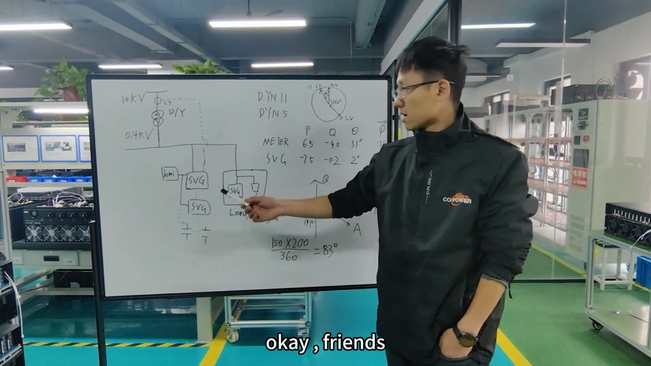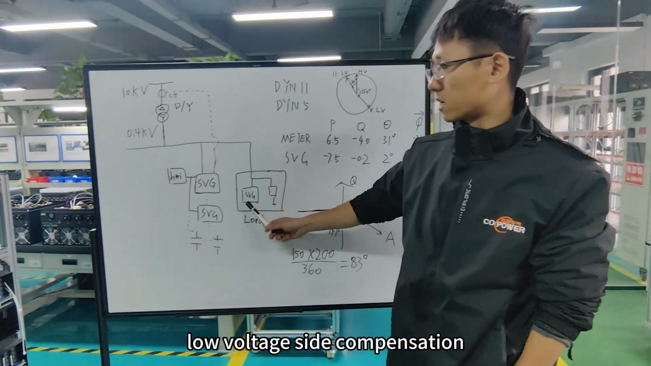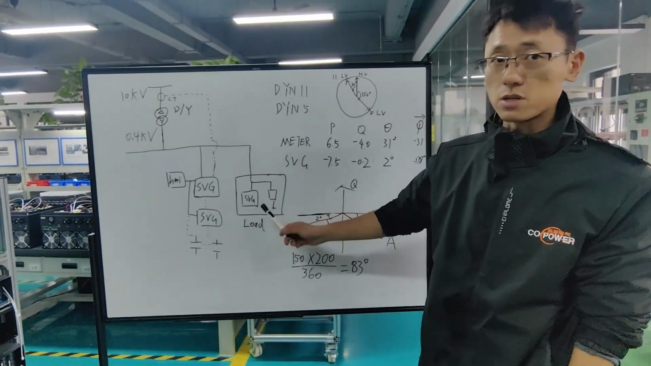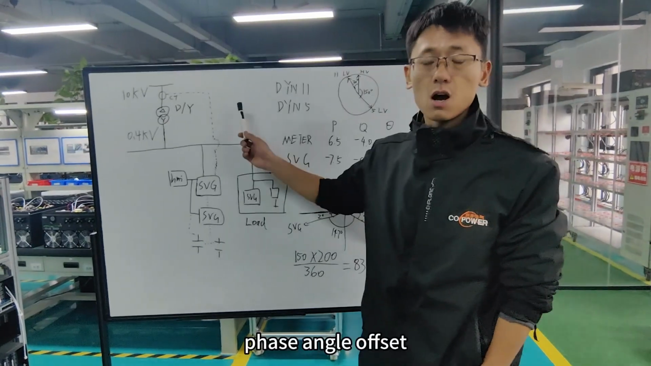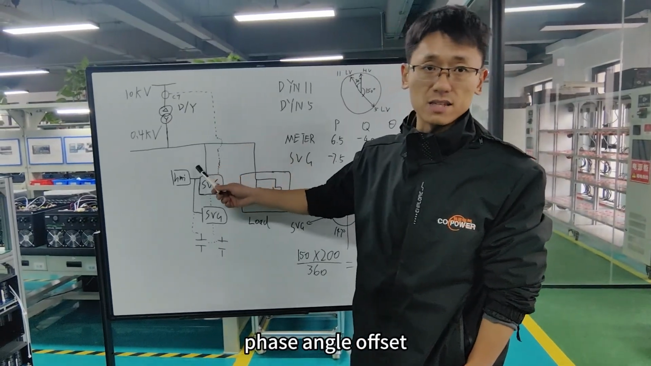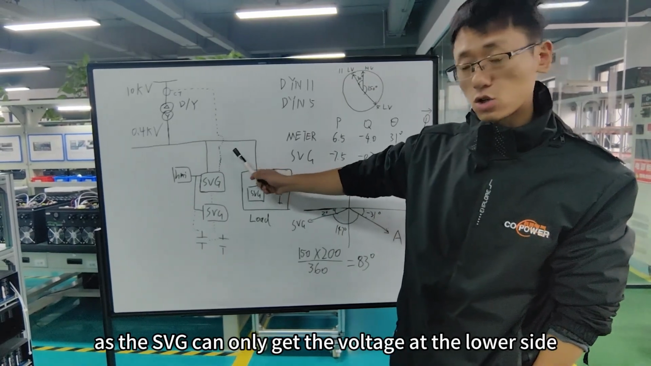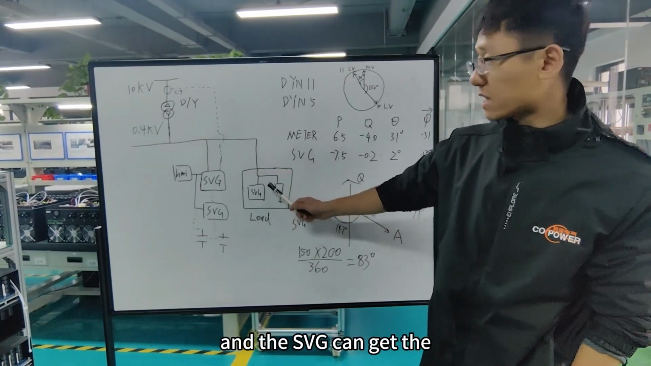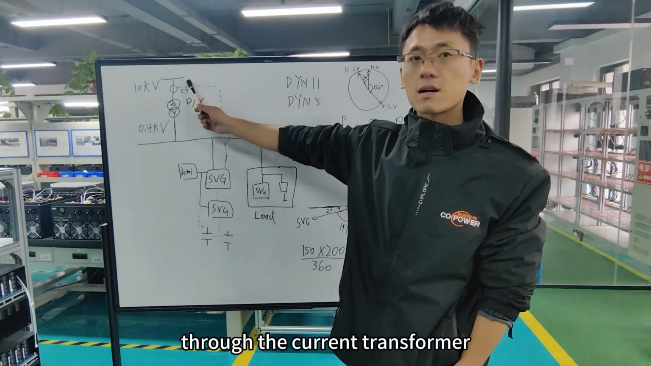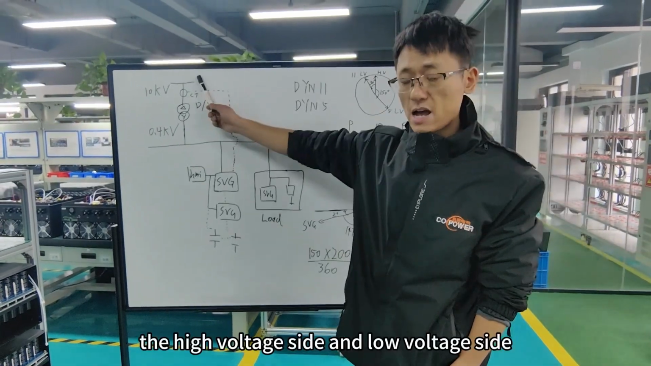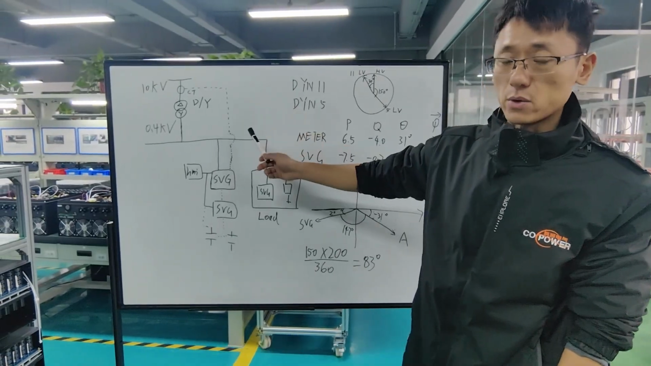Okay, friends, the key point of the HV sampling and the low voltage side compensation scheme is the setting of the phase angle offset. As the SVG can only get the voltage at the low voltage side, and the SVG gets the high voltage side current through the current transformer, the high voltage side and the low voltage side differ by a constant value.